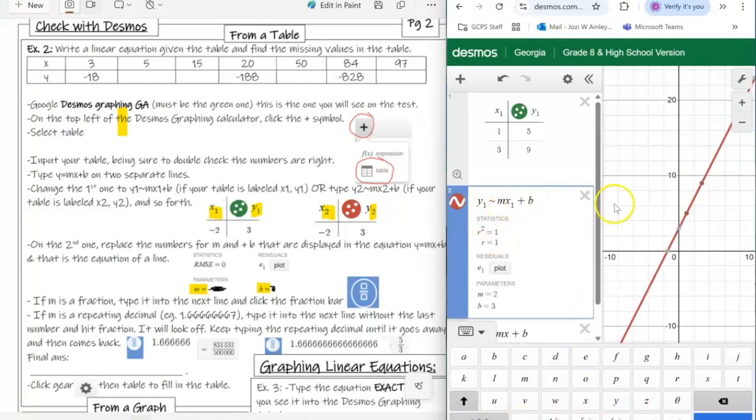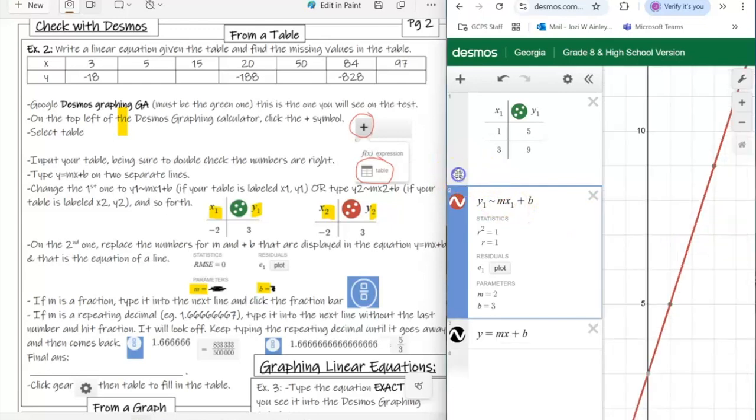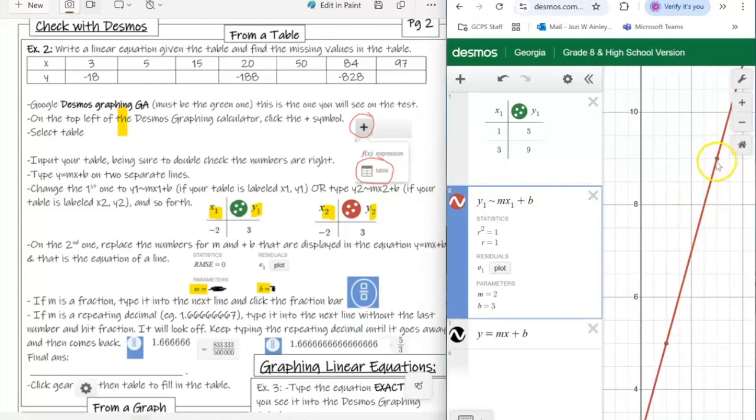Now, be very, very careful. That line must go through your dots. The other function I'm going to show you is this little magnifying glass. It's zoom fit. What it does is it puts the dots in perspective. So you make sure that line goes perfectly over your dot. If you've done that, you have done that step correctly.